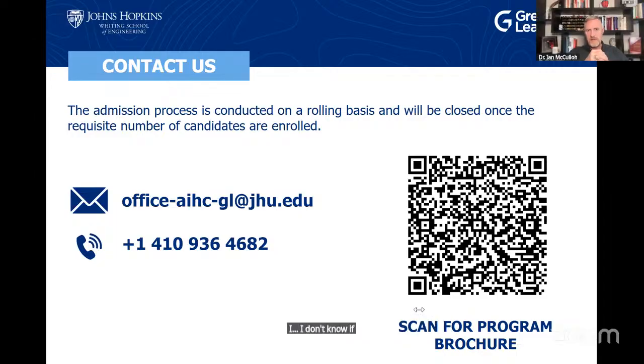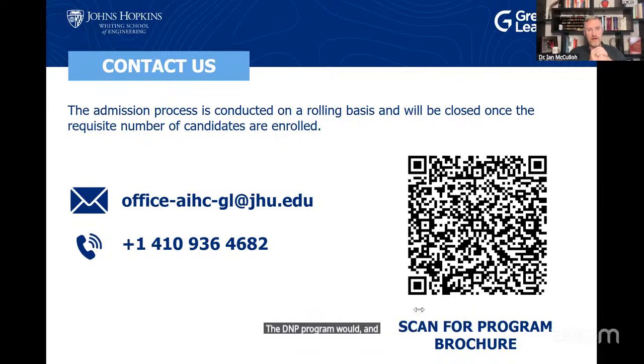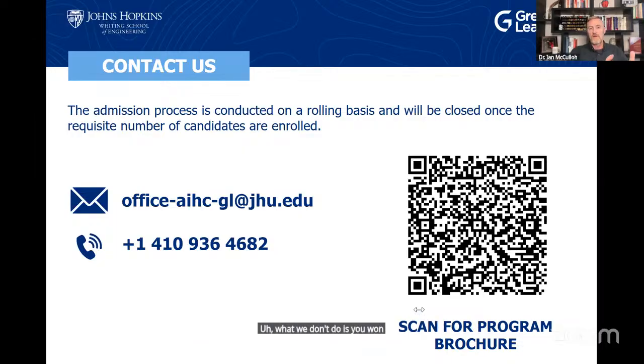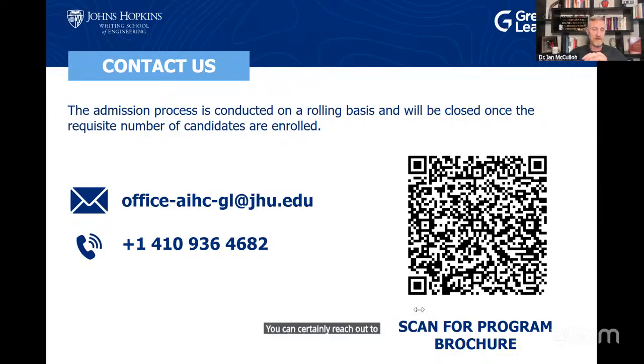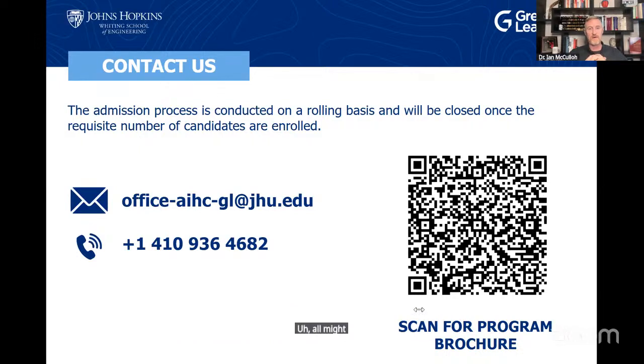I don't know if that determination has been made. I do know that in the AI master's program we've made that determination. I would imagine that the AI master's program gives credit for this course, that the DNP program would, and that maybe other programs at Hopkins would be willing to do that. What we don't do is give you graduate credit for this course that you can transfer to another university. It is more that the AI program will acknowledge it, and potentially, you can certainly reach out to me about computer science, cyber, information systems, AI, data science, and robotics. All of them would probably give some credit towards this course at Hopkins.